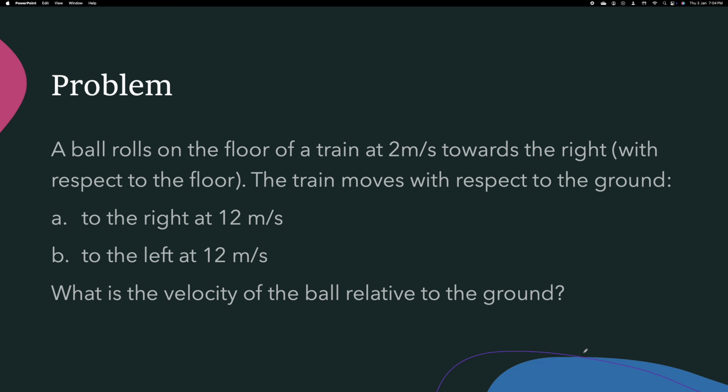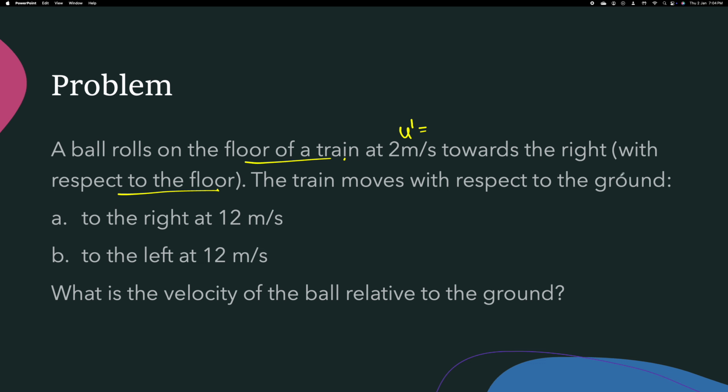Clear? Next, a ball rolls on the floor of a train at 2 meters per second, right? So this is the object speed. Now you have to see whether this is u or u prime. We don't know. If this speed is given with respect to the ground, we say u. If this speed is given with respect to the moving train, then we say u prime. So we'll continue reading the question. Ball rolls on the floor of a train at 2 meters per second towards right with respect to the floor. Floor of a train means with respect to train it is. So this is your u prime.